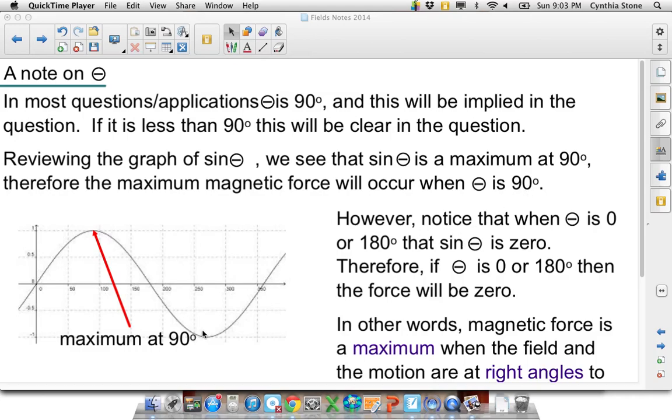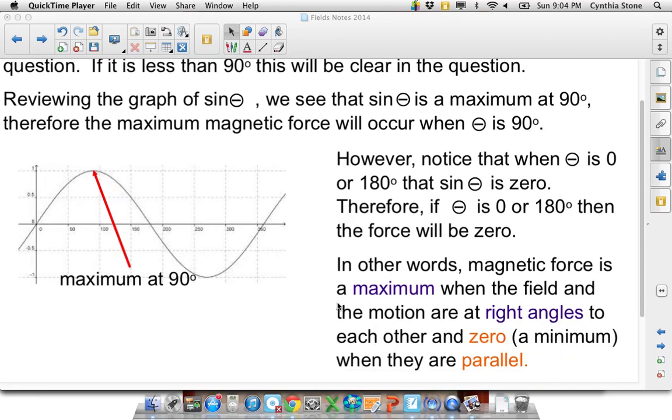However, if you have 180 degrees or 0 degrees, that means that the force is 0, because at 180 or 0 degrees, then sine of theta is 0. And that means that if the angle is 0, you're parallel. They're running in the same direction, so there's no angle between them. So you're looking at parallel.